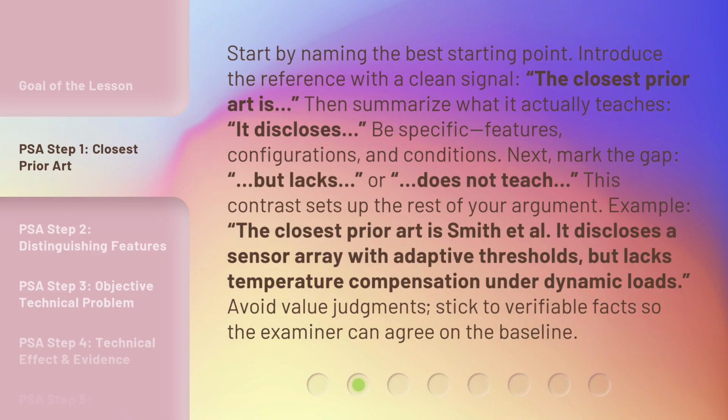Example: the closest prior art is Smith et al. It discloses a sensor array with adaptive thresholds, but lacks temperature compensation under dynamic loads. Avoid value judgments. Stick to verifiable facts so the examiner can agree on the baseline.